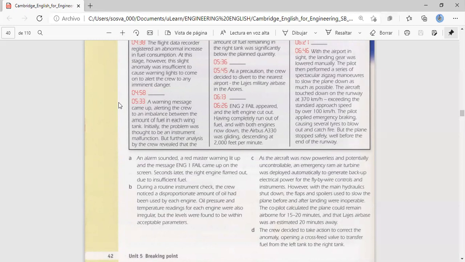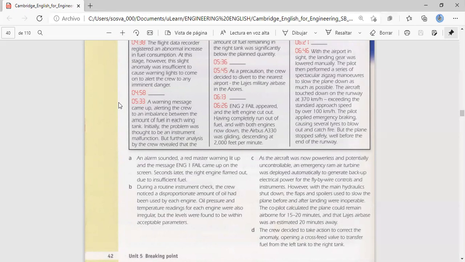That is the proposal. Then, almost 10 minutes later at 5:45, as a precaution, the crew decided to divert to the nearest airport, the largest military airbase in the Azores. Exactly. And then what happened at 6:13? 6:13, okay.